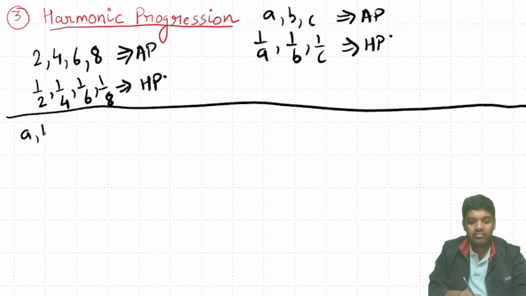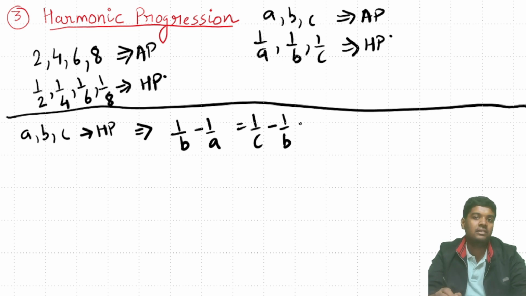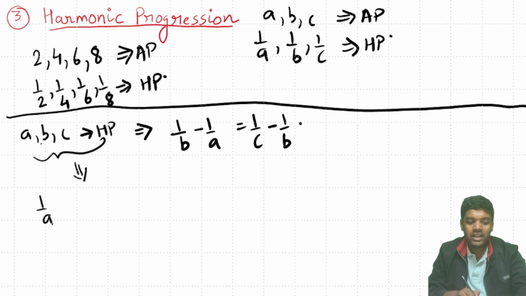Now let's see some formulas. If A, B, C are in HP, this implies that 1 by B minus 1 by A equals 1 by C minus 1 by B. Now you will ask how did this happen? Very simple. Just reverse the logic. If A, B, C are in HP, this implies that 1 by A, 1 by B, 1 by C will be in AP. Can we say that? Yes, sir, you can say that.